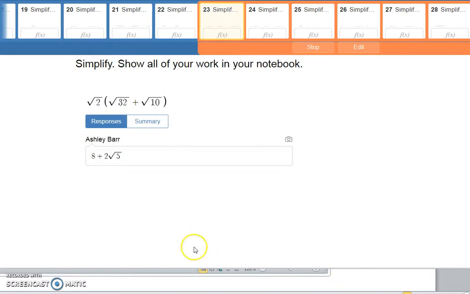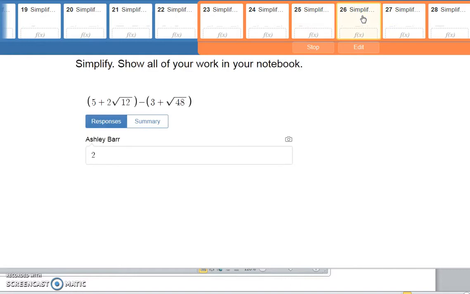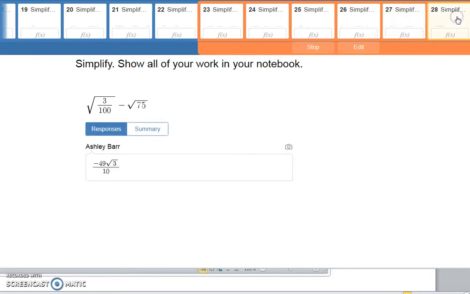Slide 23, our answer is 8 plus 2 radical 5. 24, 12 plus radical 15. 25, radical 2 minus 3 radical 6, all over 4. 26, the answer is 2. 27, 10 radical 2 minus 4 radical 5. And 28, negative 49 radical 3, all over 10.